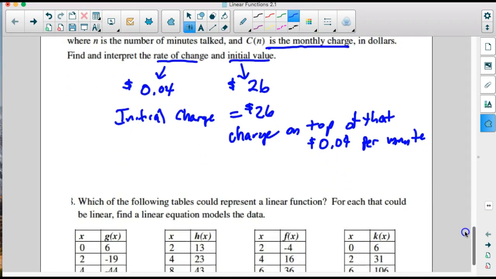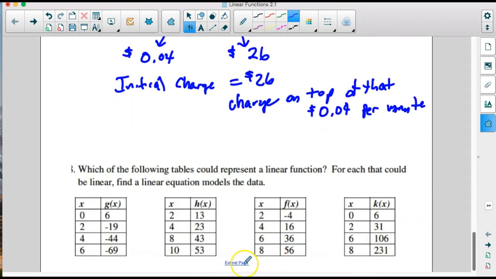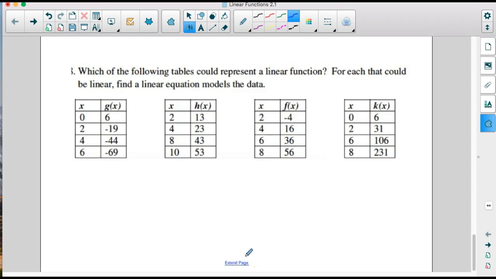Okay, the last thing in this section we're going to do is look at tables to determine whether they're linear. So it wants to know if they're linear. So basically what we're looking at is the slope and seeing if it's the same as we travel up here. So in this case, we're just looking at these differences versus these differences. Okay, so the difference here is positive 2, positive 2, positive 2. The difference here is negative 25. Let's see. I think this is also 25.